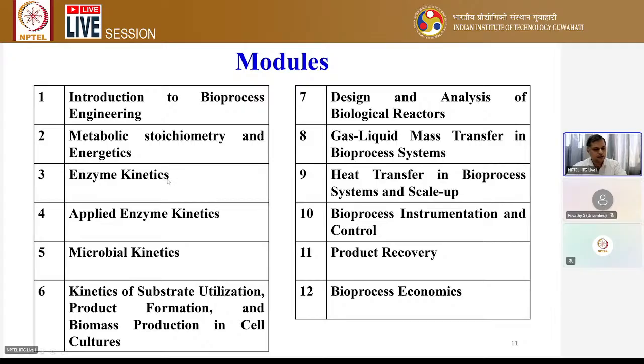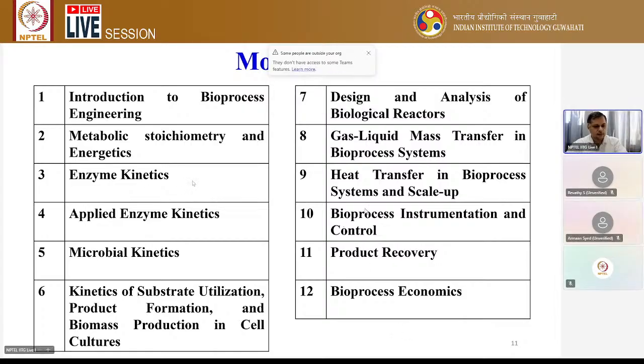There we discussed particularly Michaelis-Menten kinetics, the derivation of Michaelis-Menten kinetics and how to predict the kinetic parameters, particularly Km and Vmax. And in addition, we discussed what their physical significance is. Then we discussed how to calculate those kinetic parameters by simple double reciprocal plotting.